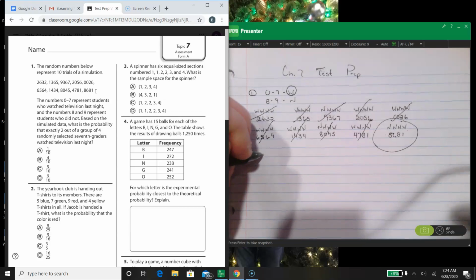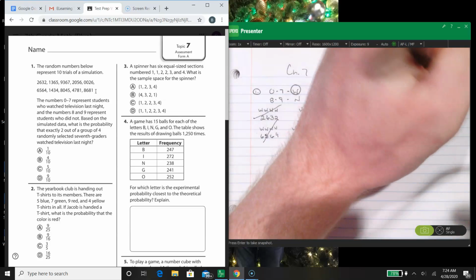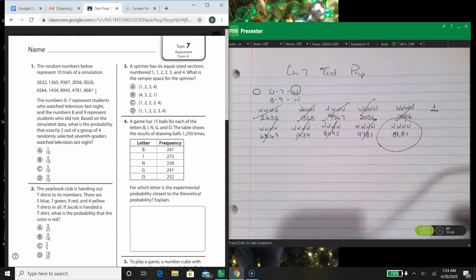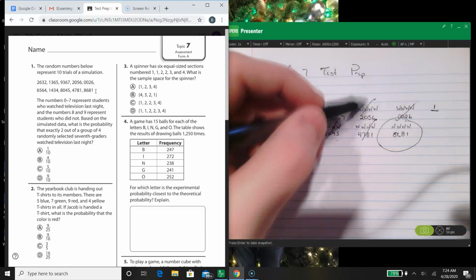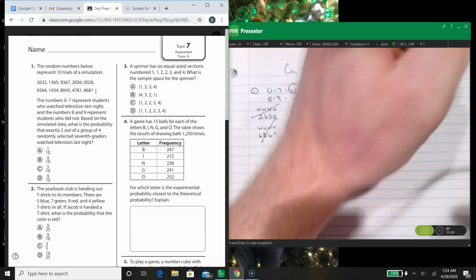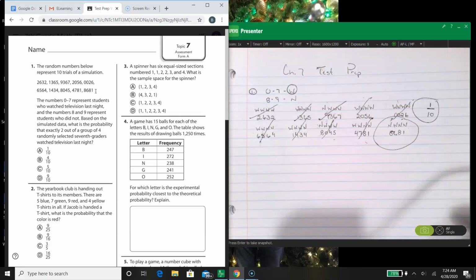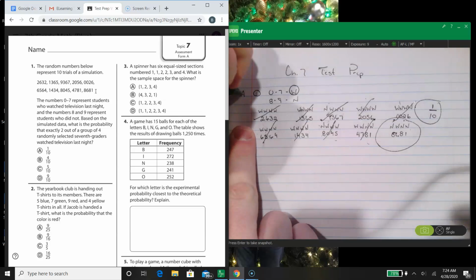So if I write this as a fraction, I can write it as a 1 in the numerator. And then it was out of how many different trials? Well, if you count up all your trials, there was 10 trials. So the answer would be 1/10. So that one's going to be letter A.